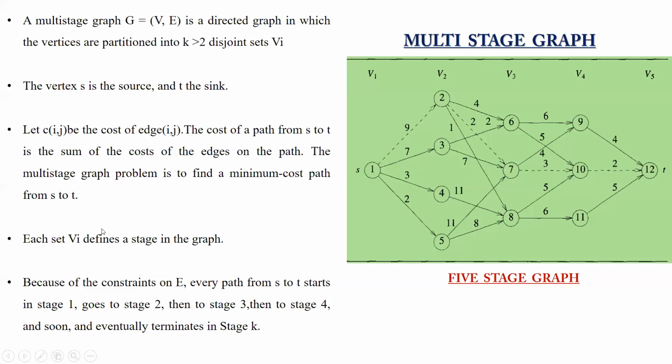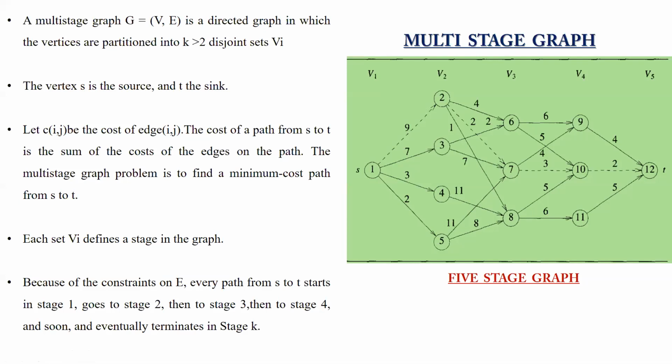Each set Vi defines a stage in the graph. As I already told, Vi means one particular stage. Because of the constraint on E, the edges, every path from S, the source, to T, the destination, starts in stage 1, goes to stage 2, then to stage 3, then to stage 4, and so on, and eventually terminates in stage K. K means the last stage. Whatever the number of stages may be, all paths eventually terminate at the last stage, at the sink.